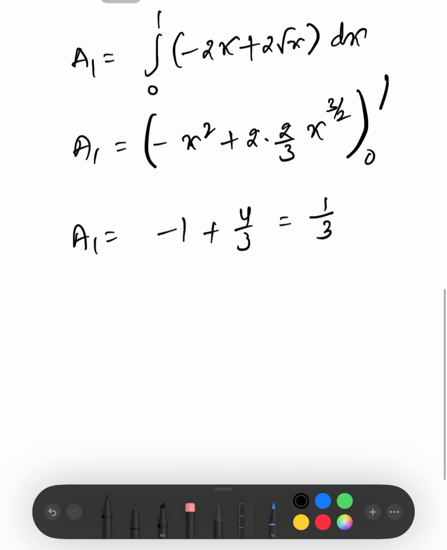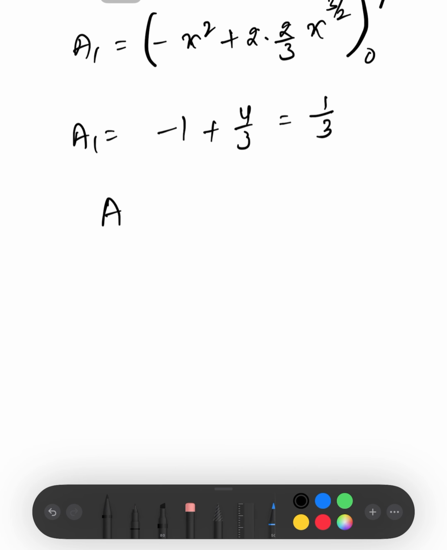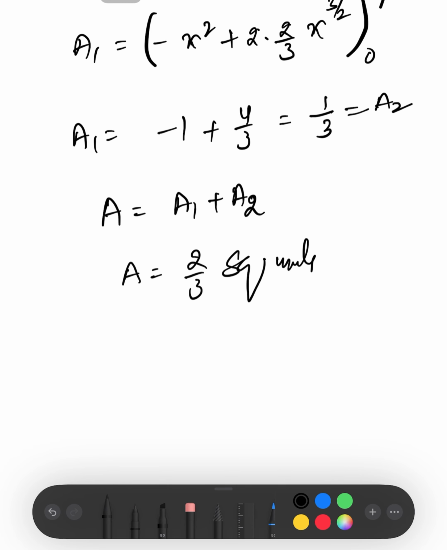So we want the area. Clearly the area A equals a1 plus a2. Anyway a2 is also equal to 1 by 3, so the final area is 1 by 3 plus 1 by 3, that is 2 by 3 square units.